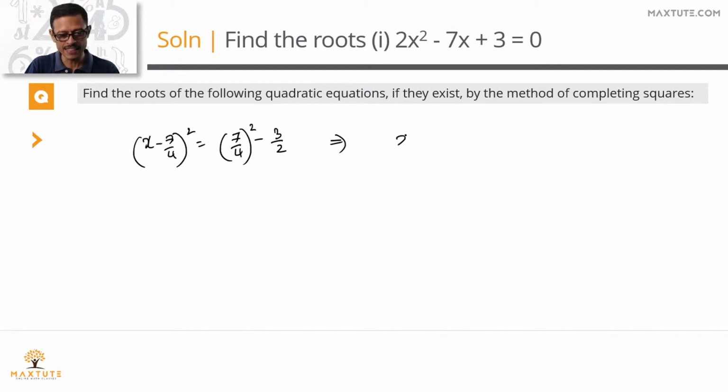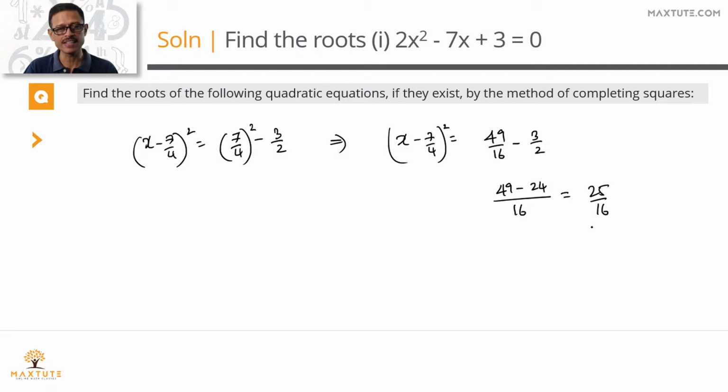We'll write the entire equation. (x − 7/4)² is equal to 7 squared is 49, 49/16 minus 3/2. Take 16 as a common denominator for the right hand side. That will make it 49 minus 24. 49 minus 24 is 25. So 25/16 is the right hand side of this equation. So (x − 7/4)² is equal to 25/16.